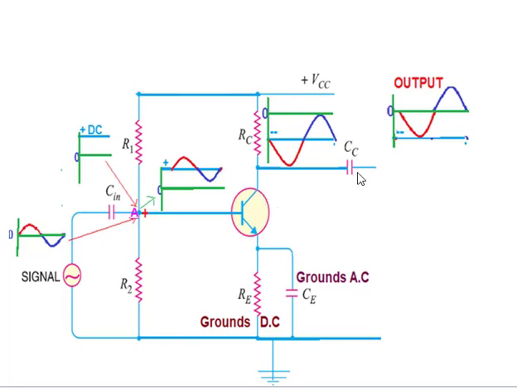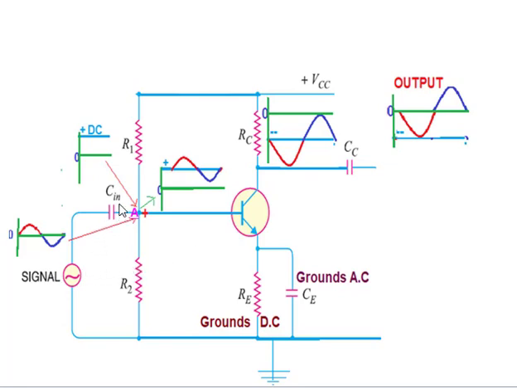This is the coupling capacitor. It couples the first stage to the next stage of the amplifier. This is a single stage amplifier, so it is used to cascade, to connect the different stages of the RC coupled amplifier, that is, a multi-stage amplifier.